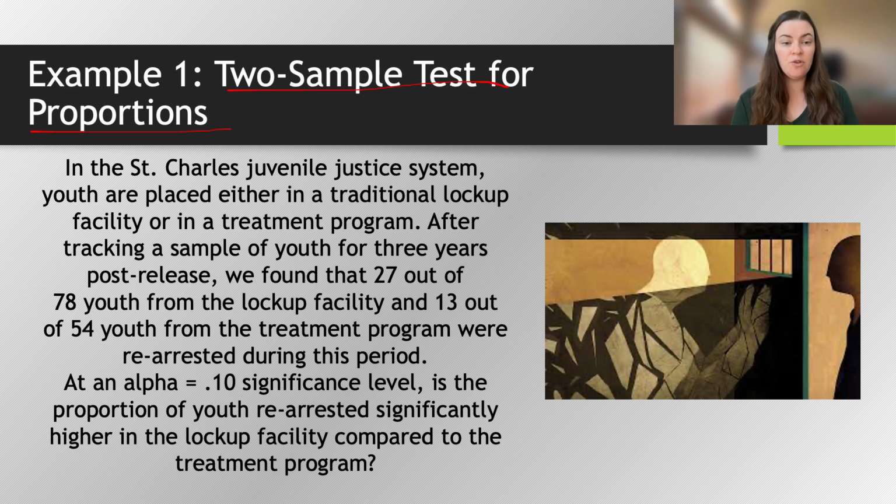In the St. Charles juvenile justice system, youth are placed either in a traditional lockup facility or in a treatment program. After tracking a sample of youth for 3 years post-release, we found that 27 out of 78 youth from the lockup facility and 13 out of 54 youth from the treatment program were rearrested during this period. So essentially, they recidivated. At an alpha of 0.1 significance level, is the proportion of youth rearrested significantly higher in the lockup facility compared to the treatment program?